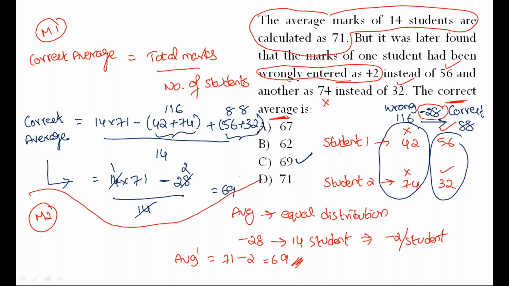This is distribution. In your local language, they say share it with everyone, right? So that's what this is. You have a loss now. You have a 28 loss. That should be distributed for all. If you get a profit, you distribute to all. If you get a loss, you distribute to all. So you are distributing 2 per student. So 71 minus 2 is nothing but 69. Excellent, guys. So hope you understand. Average is now 69.